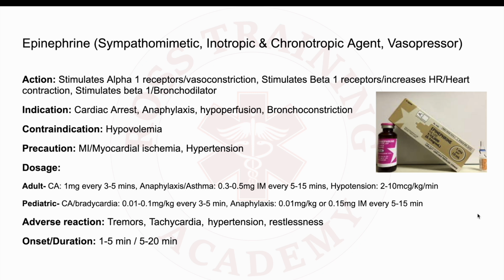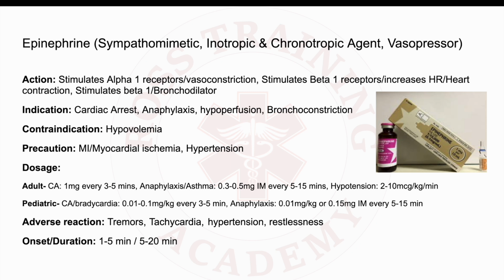The anaphylaxis or the asthma dose is going to be 0.3 to 0.5 milligrams IM every 5 to 15 minutes. And then your hypotension is just going to be 2 to 10 micrograms per kilogram a minute in an infusion to maintain a blood pressure. And then the pediatric cardiac arrest and bradycardic dose is going to be 0.01 to 0.1 milligrams per kilogram every 3 to 5 minutes. Again, some people use it every 3 to 5 minutes for the entire attempt, or they do a max dose of 3.